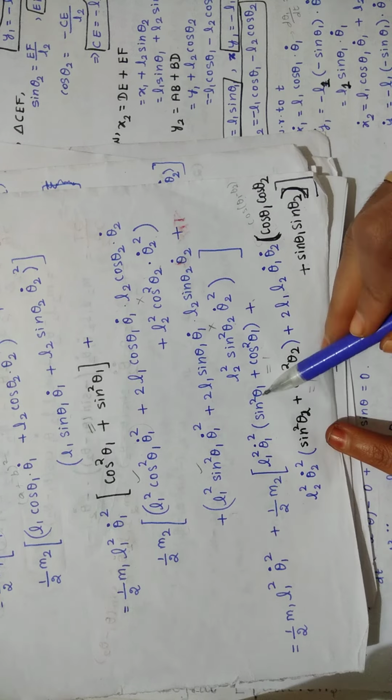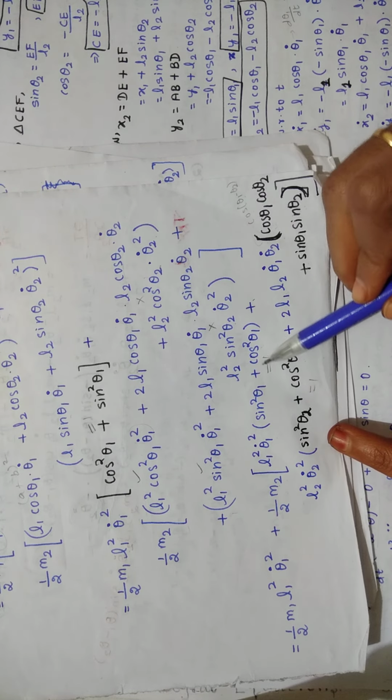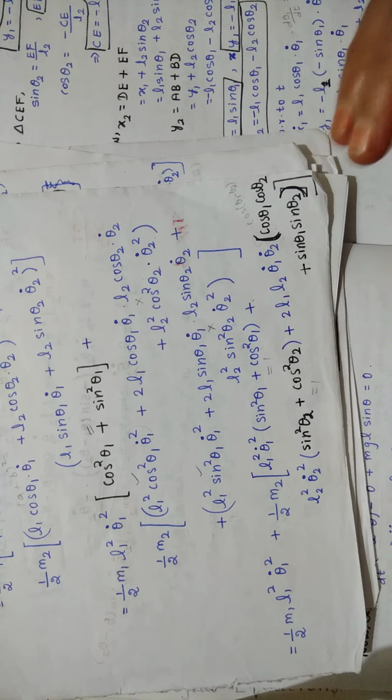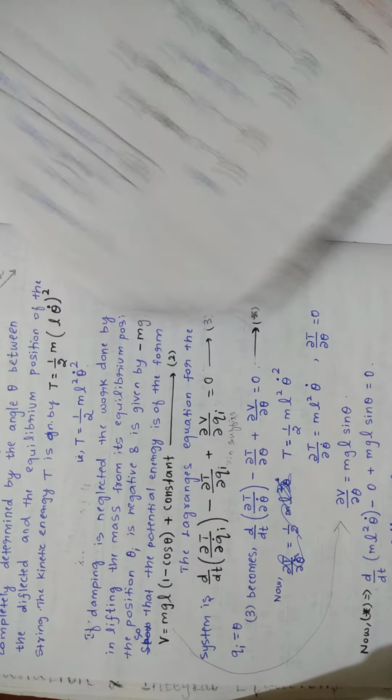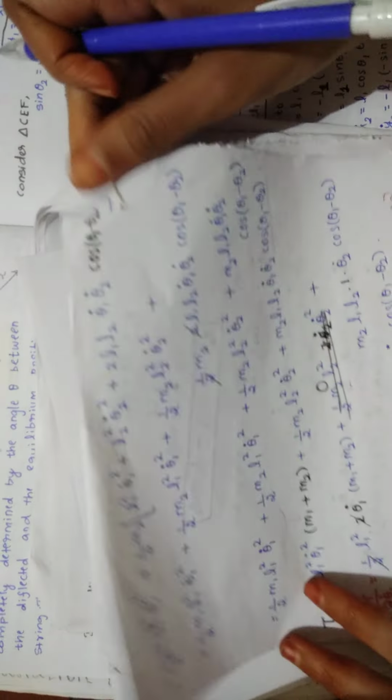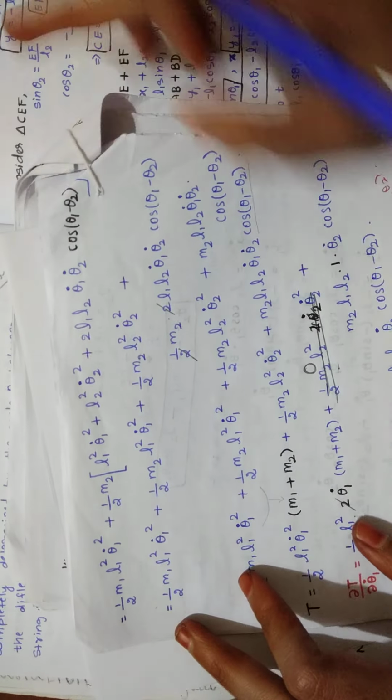Also you know that sin square theta 1 plus cos square theta 1 will be 1, and this value will be 1. These are the differences that you are going to make in the next step. I hope you understood. Let me turn the next page so that you can see that step. So this is what you will get.